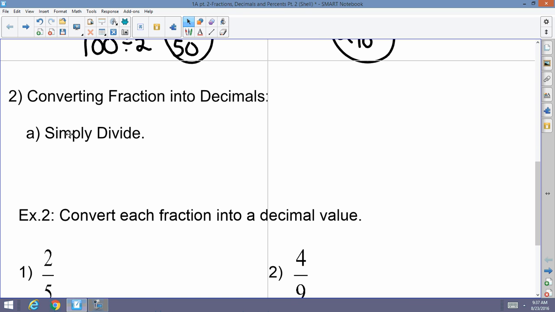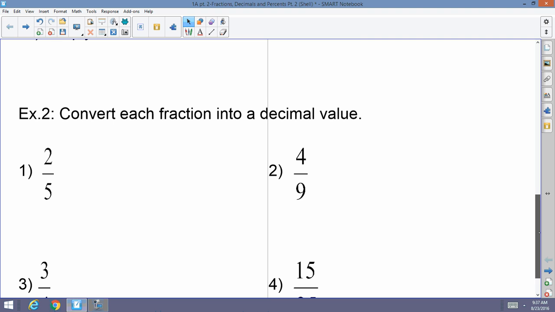We can convert fractions into decimals by simply dividing. And literally, that's what I mean.